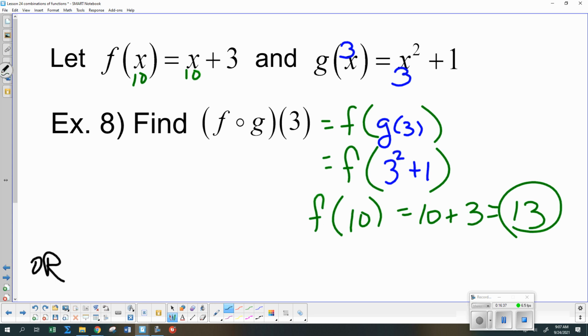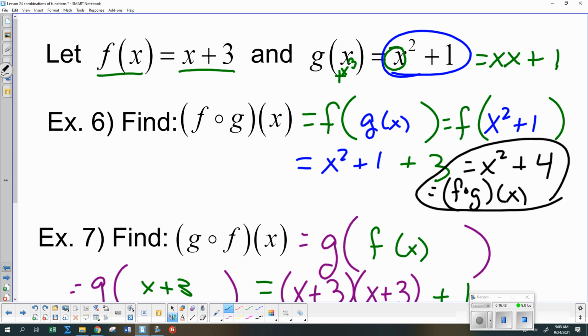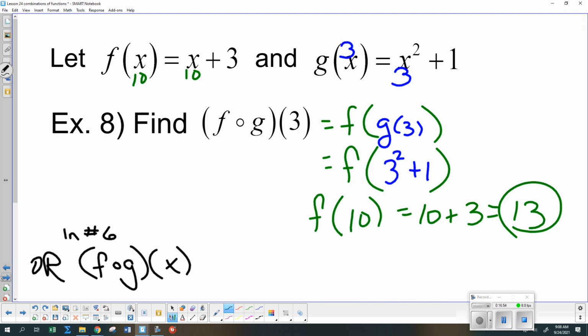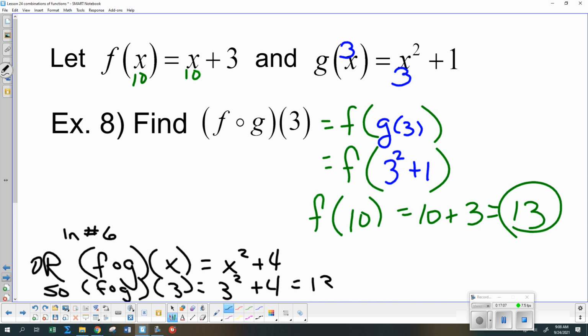Okay, or in number 6, I came up with a rule for f of g of x. So I'm going to go back and look at my rule for f of g of x was x squared plus 4. So f of g of 3 would be 3 squared plus 4, which is also 13.